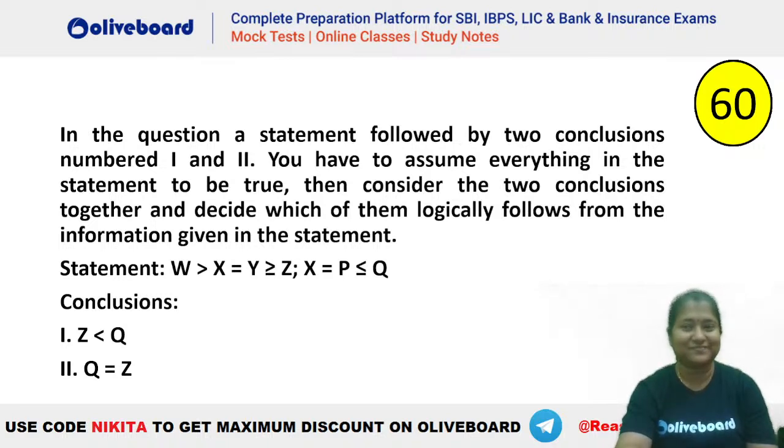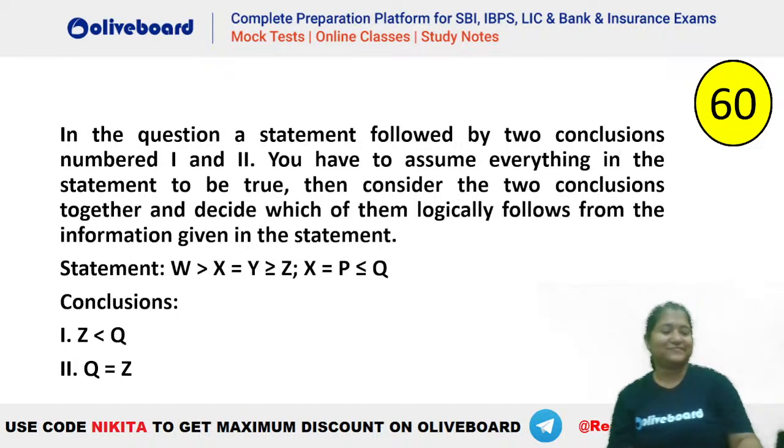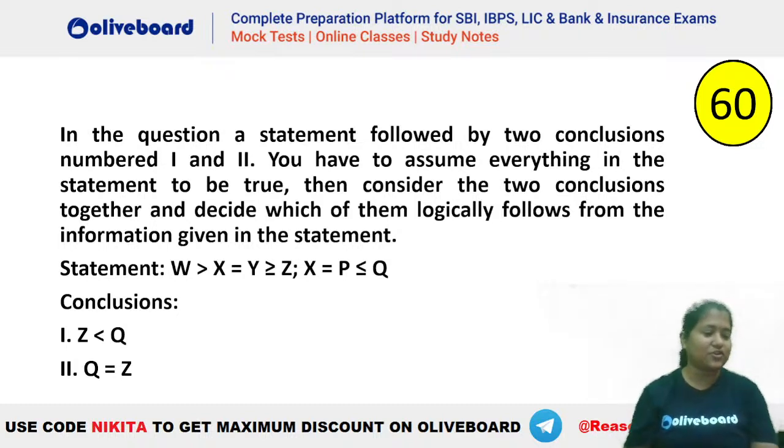Either. Either again. Chalo, let's try. Let's see what should be the answer here. So again, you can see that we have to find the relation between Z and Q. Z and Q ka relation निकालना है. So how do we find it? You will have to find it with the help of a common variable.